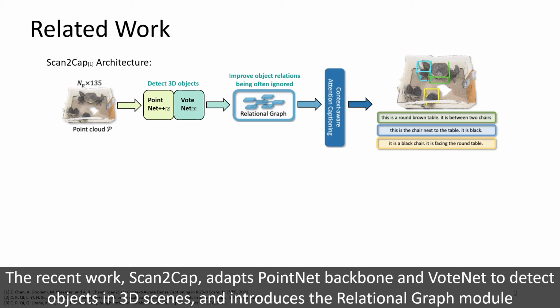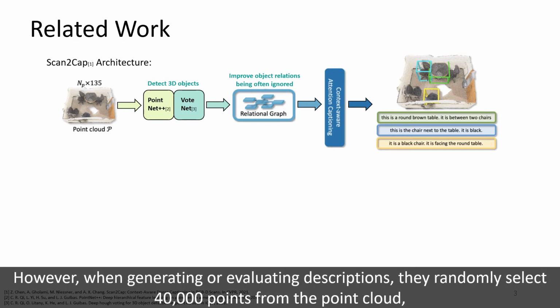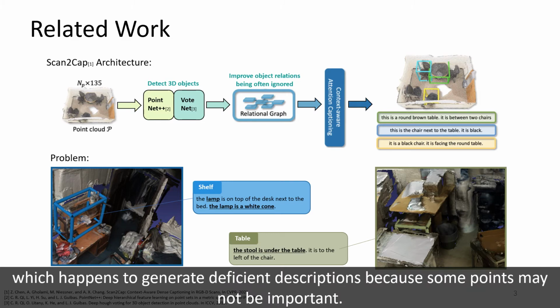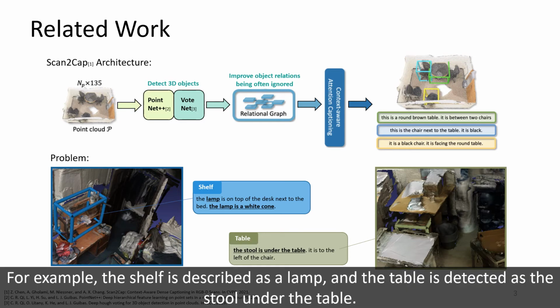introduces a relational graph module and a captioning module to address the issue that object relations are often ignored when describing detected objects. However, when generating or evaluating descriptions, they randomly select 40,000 points from the point cloud, which happens to generate deficient descriptions because some points may not be important. For example, the shelf is described as a lamp, and the table is detected as the stool under the table.